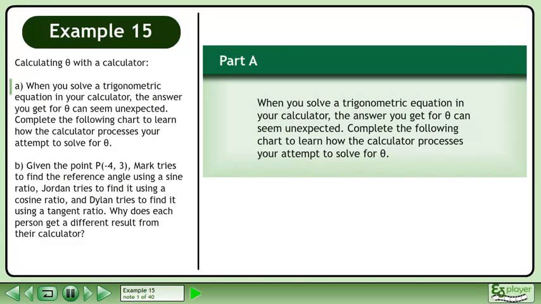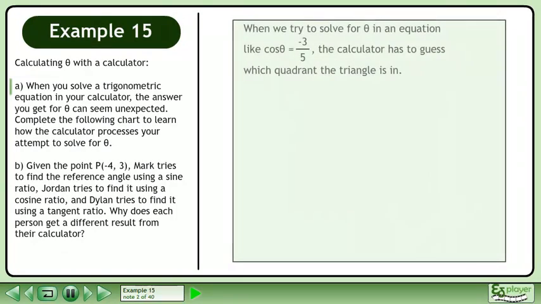When you solve a trigonometric equation in your calculator, the answer you get for theta can seem unexpected. Complete the following chart to learn how the calculator processes your attempt to solve for theta. When we try to solve for theta in an equation like cos theta equals -3/5, the calculator has to guess which quadrant the triangle is in.